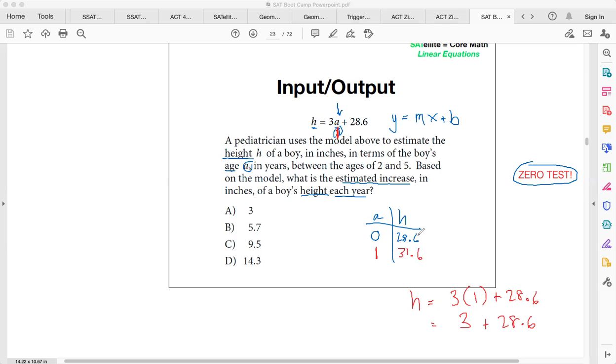And we can already see how much the boy's height increased from here to here. Well, it was 3 inches, right? Plus 3 inches. So we realize the answer is A, and that this 3 represents the increase in height each year.